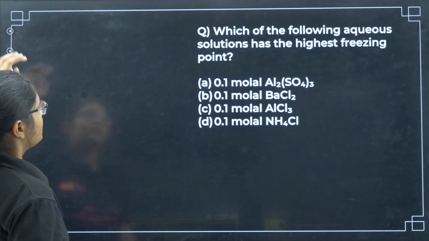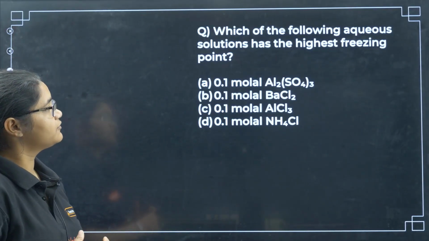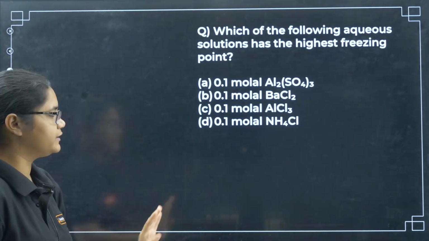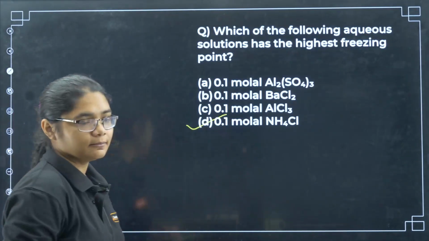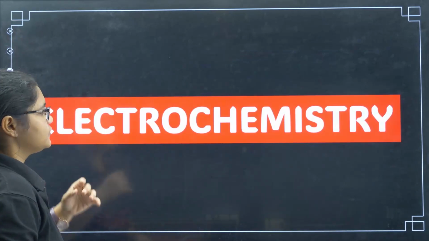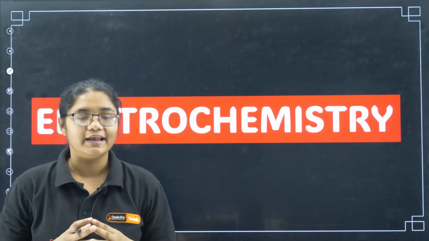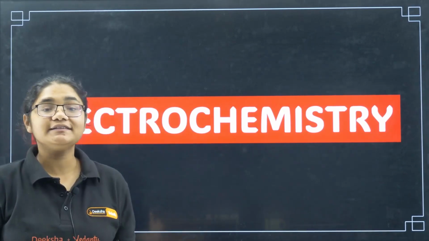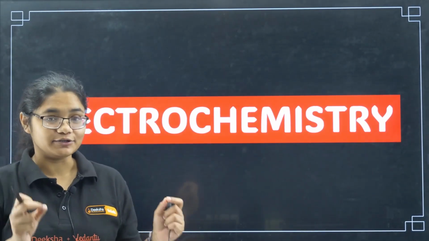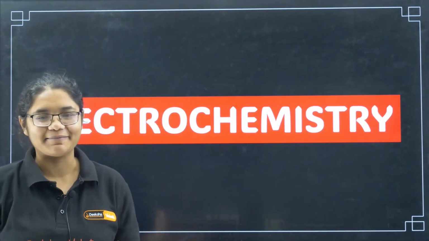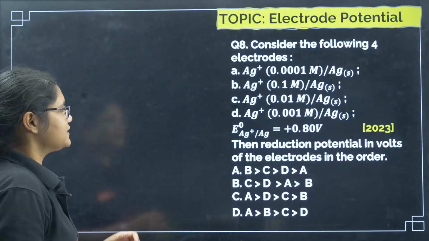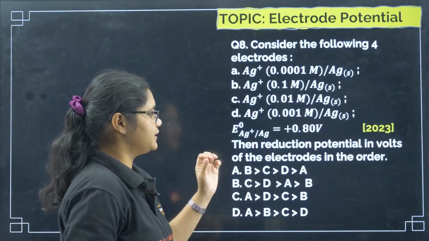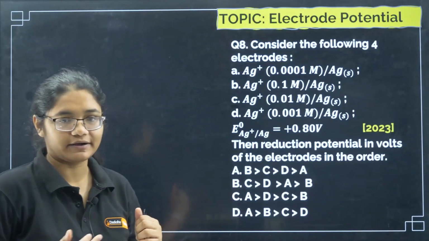Next we have one question: which of the following aqueous solutions has the highest freezing point? I think we already discussed this question just now, that will be option number D. So next chapter we will move to electrochemistry. So let's start with electrochemistry. Students, after completing the solutions chapter, let's move to the next chapter, that is electrochemistry. See the first question here: consider the following electrodes, the reduction potential in the order. So you have to tell the reduction potential.